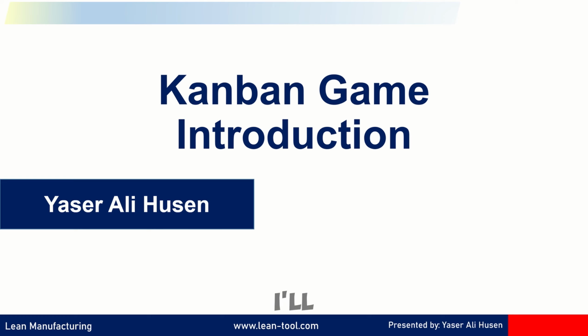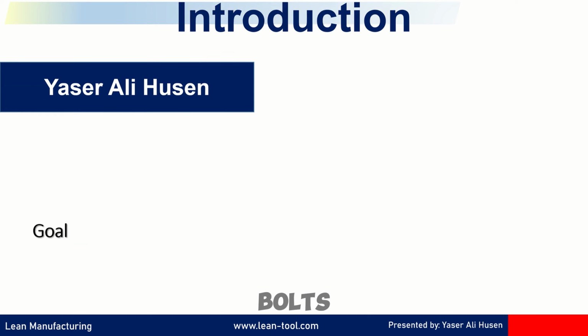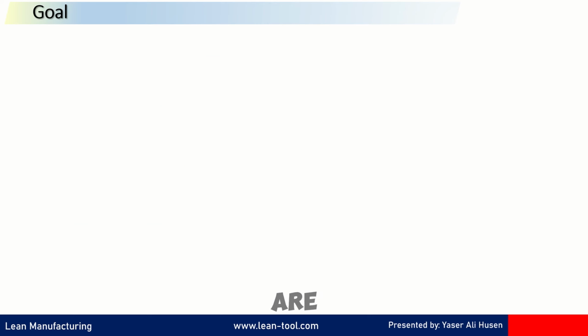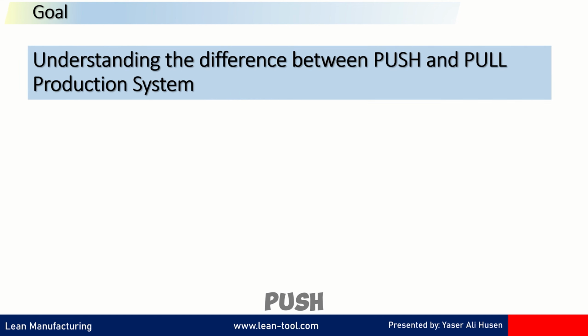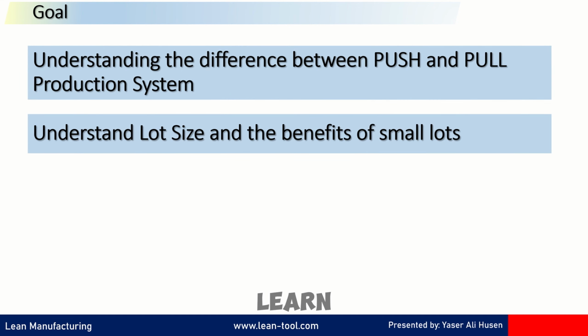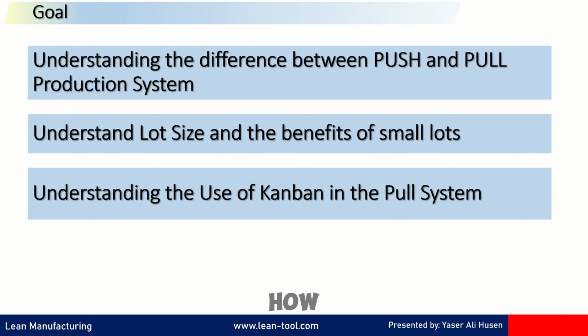In this video, I'll introduce a training on Kanban, called the Kanban game. This training is adapted from a Kanban game using bolts and nuts. The goals of this training are to understand the difference between push and pull production systems, learn about lot size and the benefits of smaller lots, and understand how to use Kanban in a pull system.